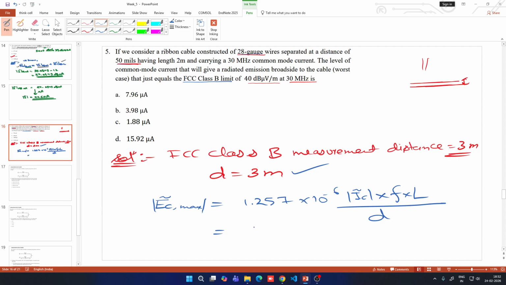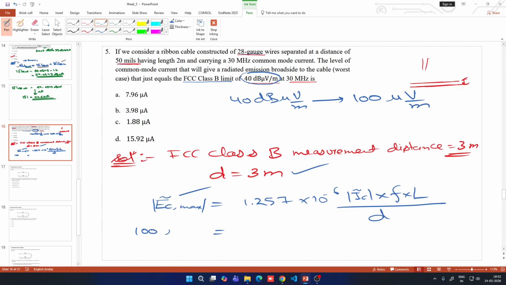So when we solve this, everything is known. E_C max is also known. It is given as 40 dB microvolt per meter. The only thing that we have to do now is convert this, because in this formula it is not in dB, it is in real units like volt per meter. So when we convert it into volt per meter, we will get 100 microvolt per meter. So we will substitute it here.